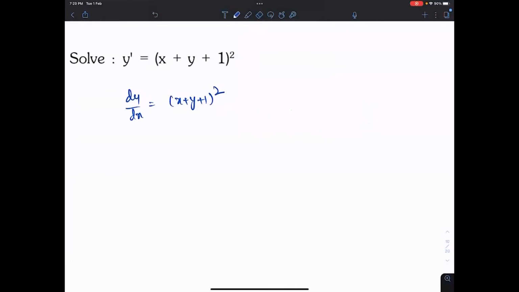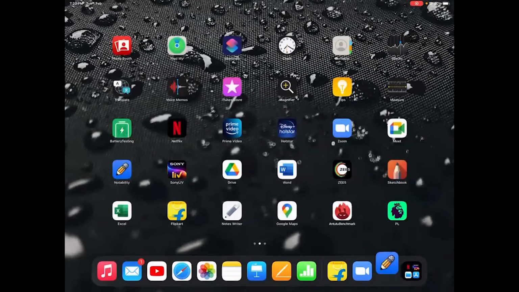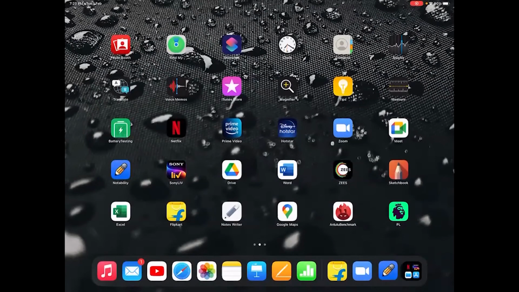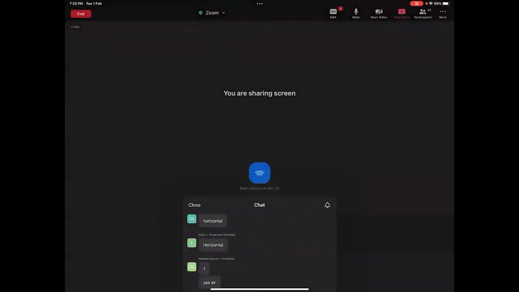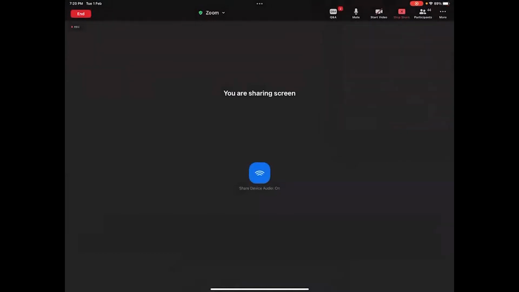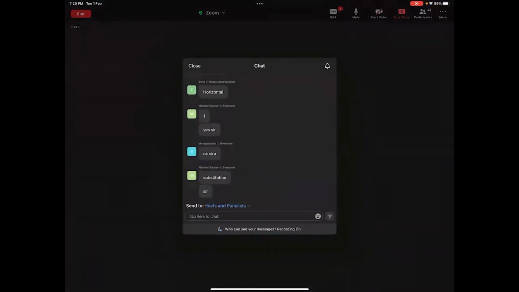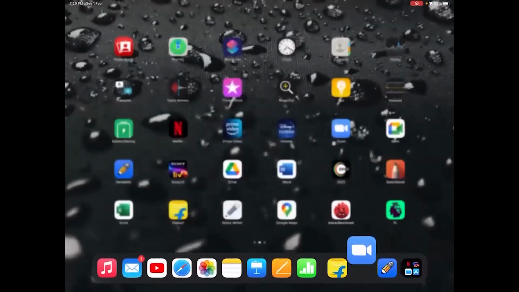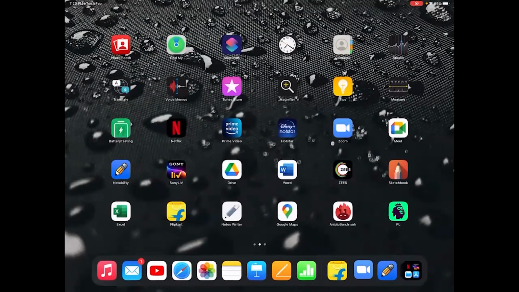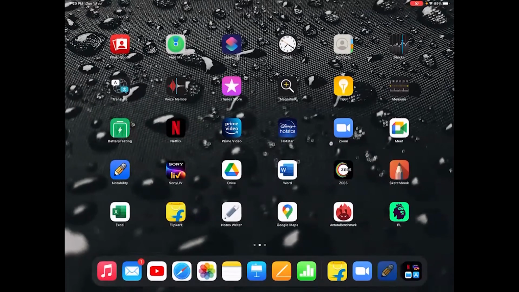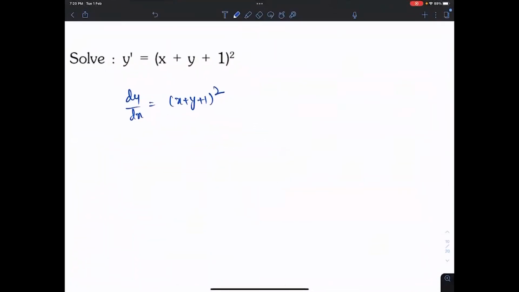Anyone? Very good. What substitution? Correct. I think typing will take some time, that's why some delay. What Nishant has told is correct.